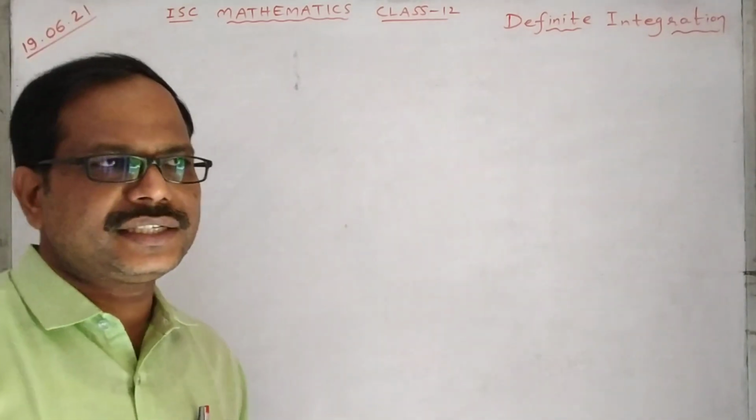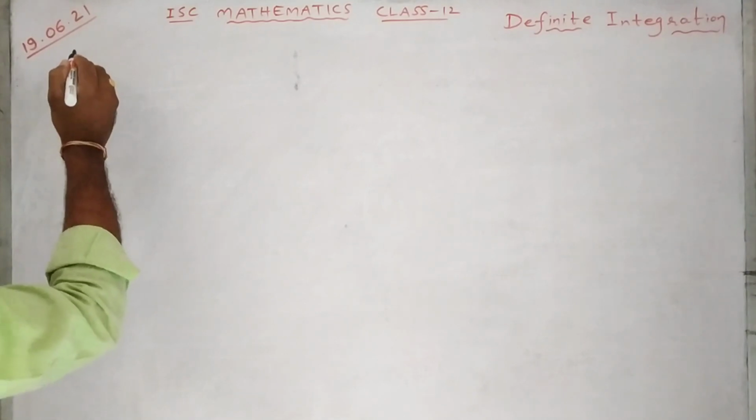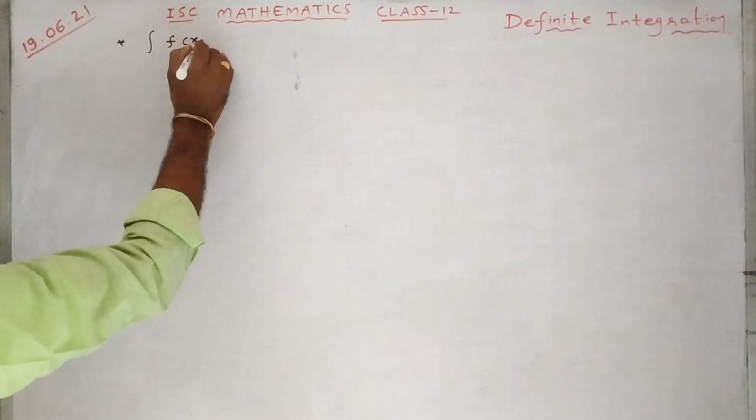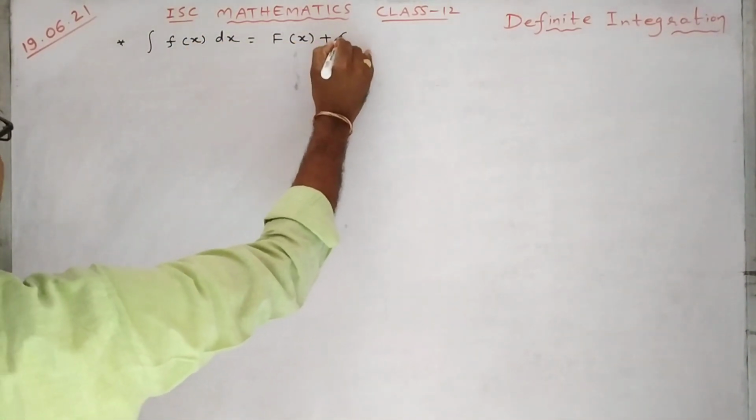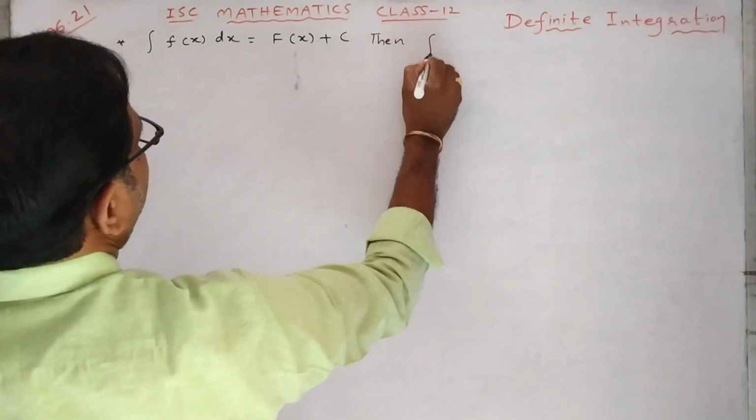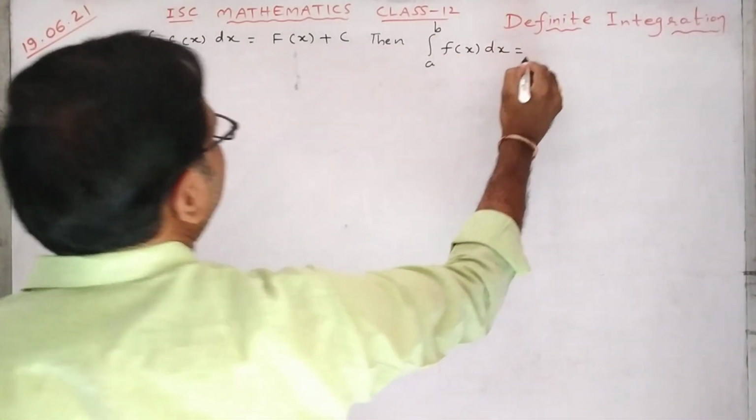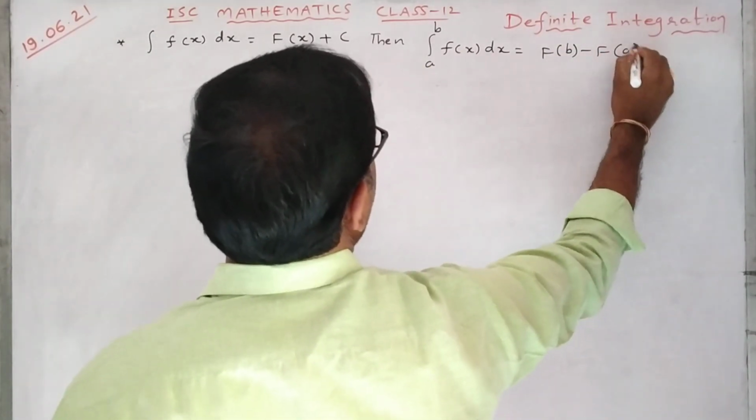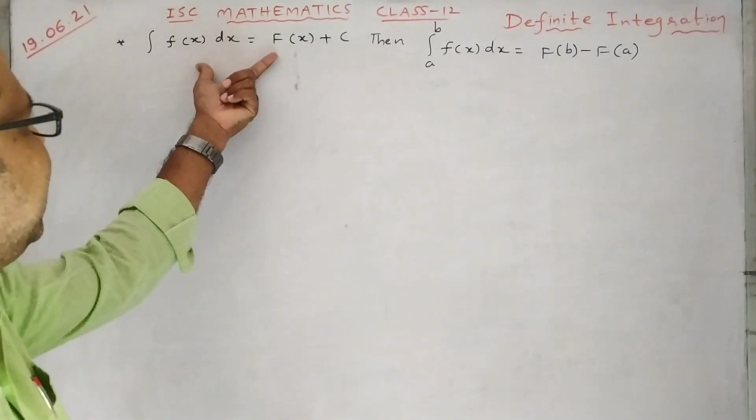In definite integration, integral f of x dx equal to capital F of x plus c. Then integral a to b f of x dx equal to F of b minus F of a. That is indefinite integration.